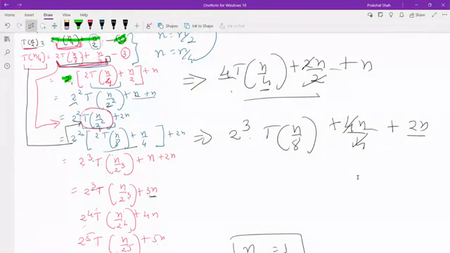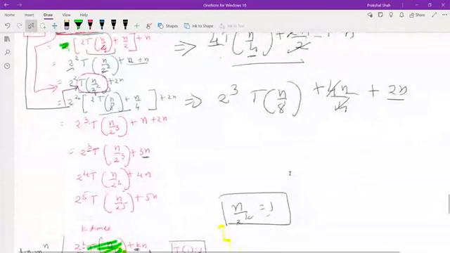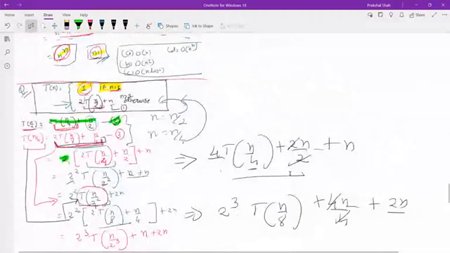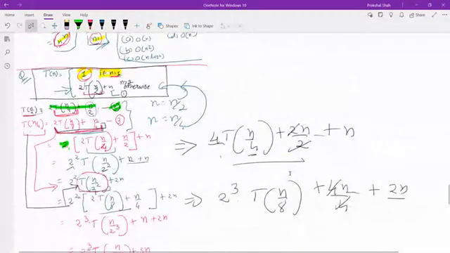Am I audible? Yes, you are. Please ask. So, sir, in the initial lines where you have written this case for T of n by 2, there the n will be n by 2, and when you substitute this step into the initial scenario, this n by 2 gets converted into n, and I can't get this denominator term. Okay, एक second. See, T of n by 2 is equal to this, is this clear?